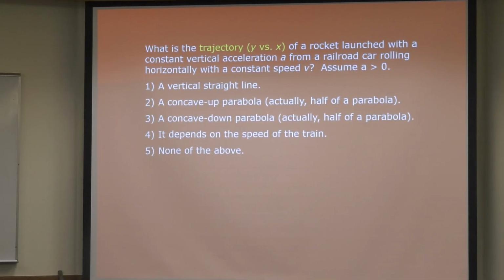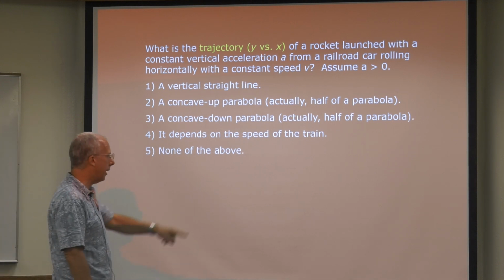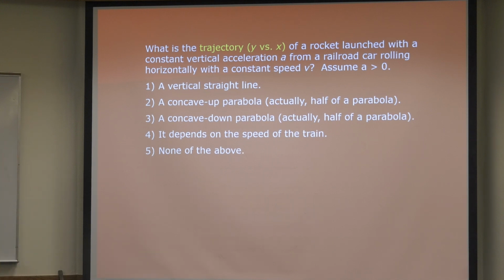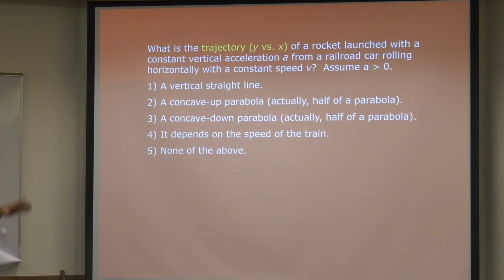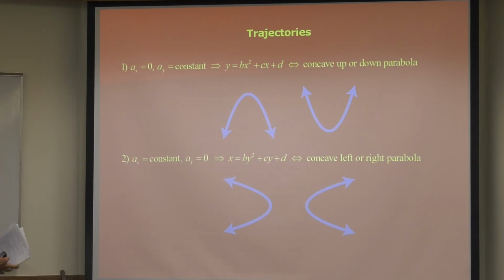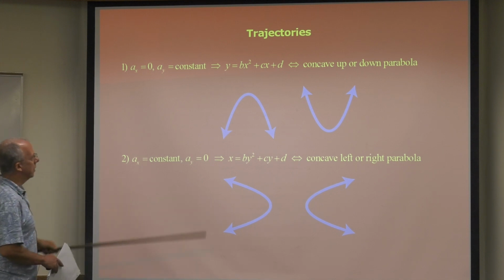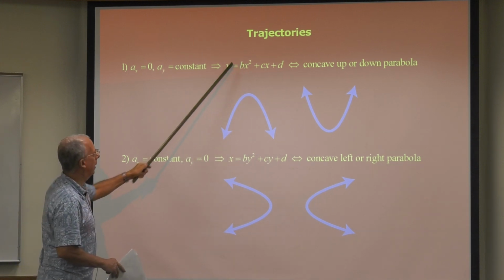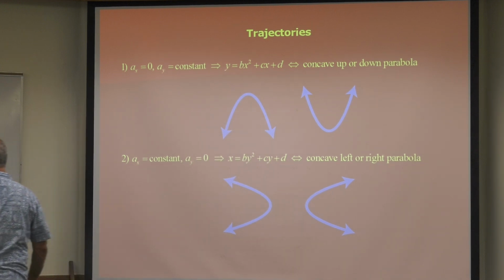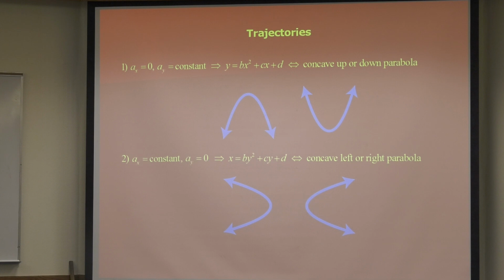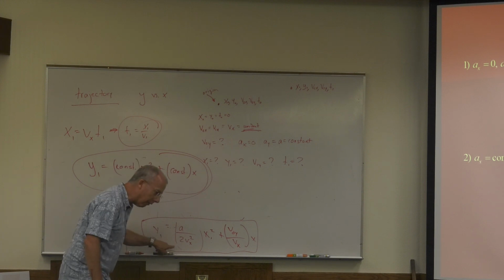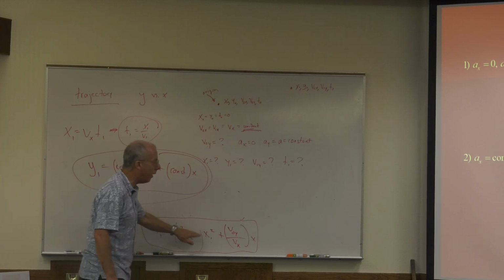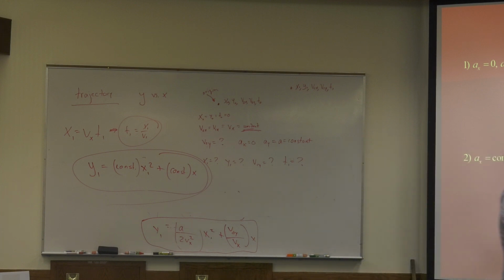Okay, well, let's see. Horizontal motion is constant, so ax is 0, and ay is not 0. So we're back to this, right? Now, it says a is positive. The acceleration is positive. So if the acceleration is positive, that means that this thing is positive. Look, this has to be positive because it's something squared. So if a is positive, this constant here is positive. So if you have a positive times x squared, what's that? It's a concave up parabola, right?